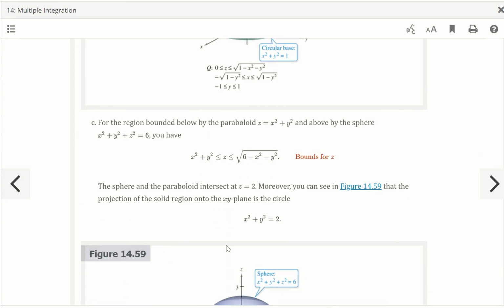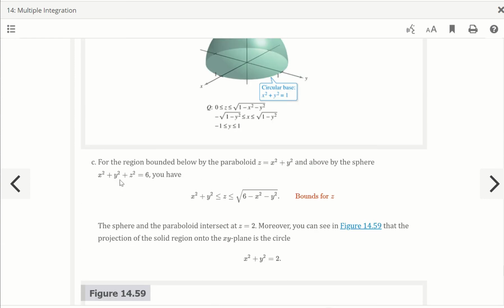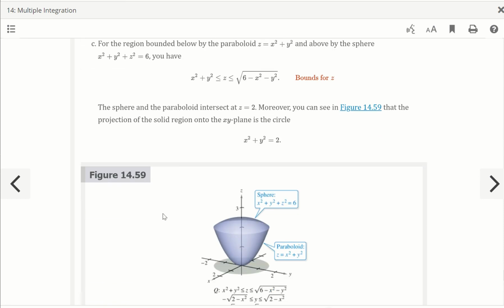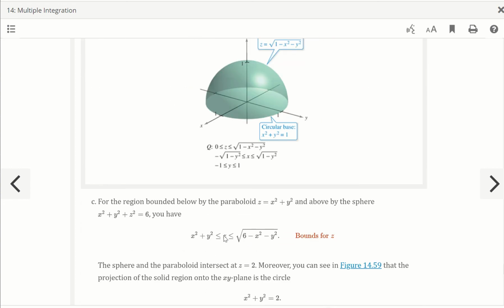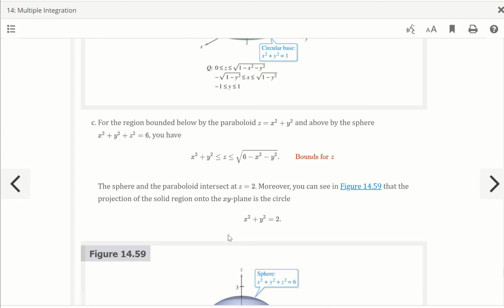We will do one more region. Let's find the volume of the region bounded below the paraboloid z equals x squared plus y squared, and above the sphere x squared plus y squared plus z squared is equal to 6. If we wanted to look at that region, we can see that it's going to be above the paraboloid, yet it's going to be below the sphere. Let's work this one out.